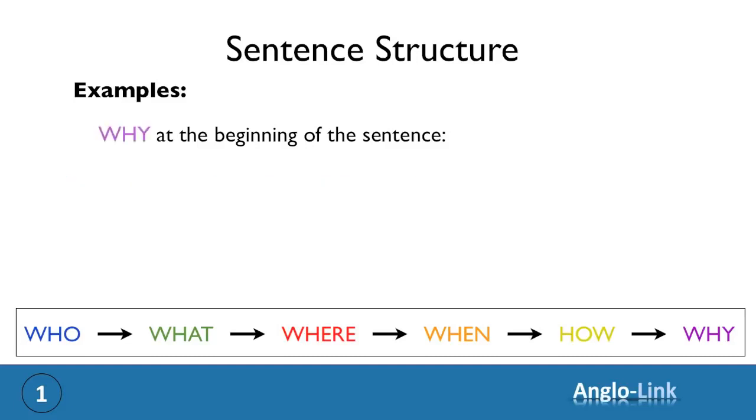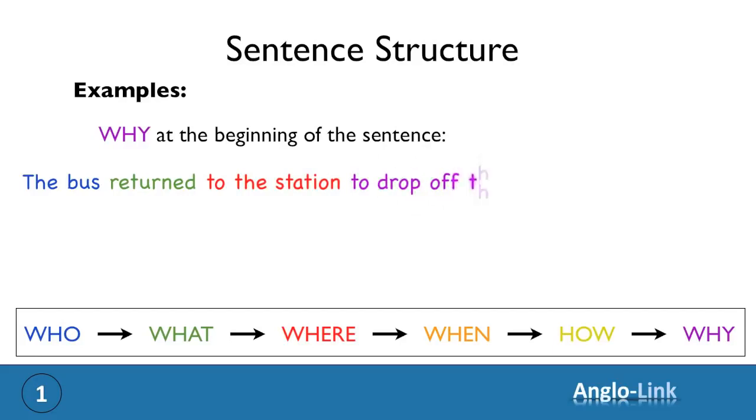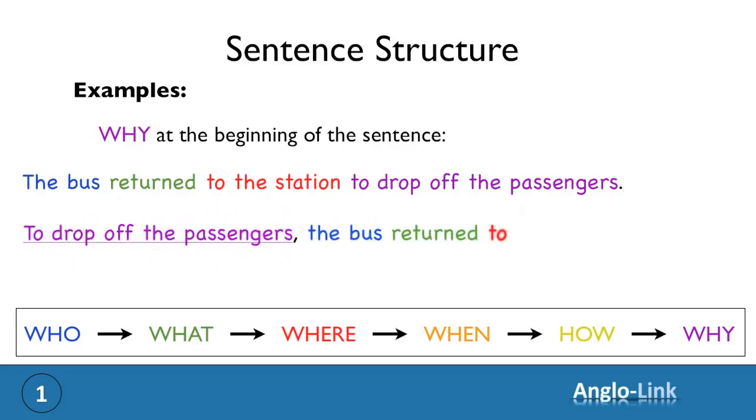And then one final example, putting why at the beginning of the sentence. We had a sentence, the bus returned to the station to drop off the passengers. Let's move the element why to the beginning. To drop off the passengers, the bus returned to the station. Once again, it sounds unnatural.